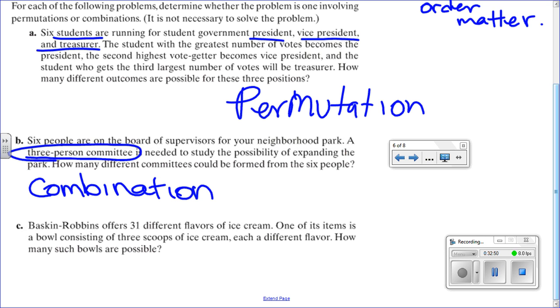Baskin Robbins offers 31 different flavors of ice cream. One of its items is a bowl consisting of 3 scoops of ice cream, each a different flavor. How many such bowls are possible? Combination.